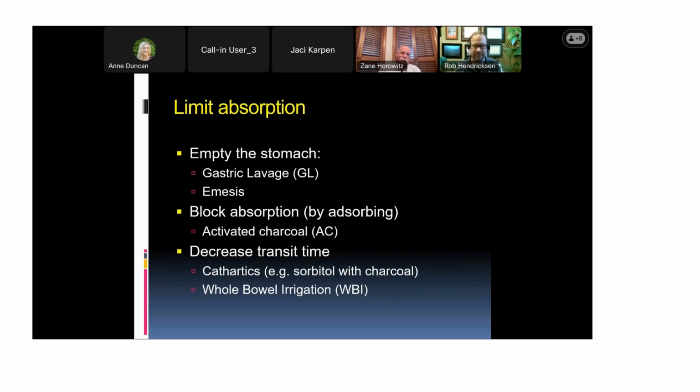We're going to move on to limiting absorption. So GI decontamination, and then we'll talk a little bit about getting rid of a drug once it's absorbed. We can limit absorption by emptying the stomach. We can do that by gastric lavage or by emesis. We can block the absorption with charcoal. We can decrease the transit time by giving cathartics, which we won't do, or whole bowel irrigation, which we will rarely do. The core content says that for each of these we should talk about the indication, the complications, and the need for monitoring afterwards. So let's do that.